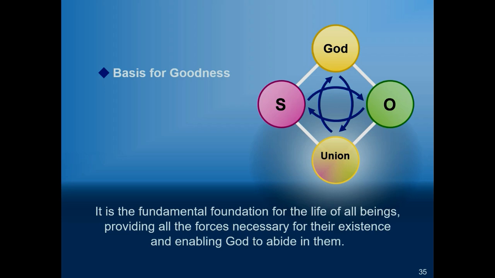It is the fundamental foundation for the life of all beings, providing all the forces necessary for their existence, enabling God to abide in them. Basis for goodness, basis for existence. Like sodium and chloride, they create salt, the basis for existence. Between the sun and the planets, the relationship between the sun and the planets gives us a solar system. If those relationships didn't exist, we wouldn't exist. The solar system wouldn't exist.